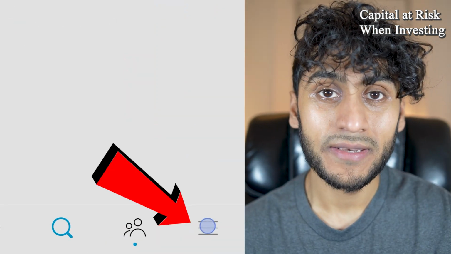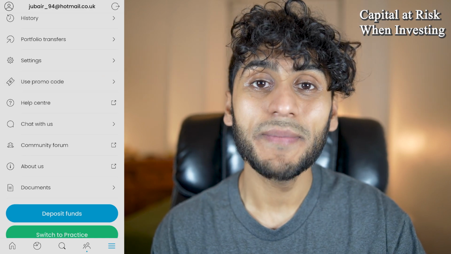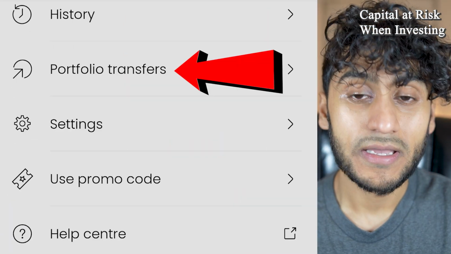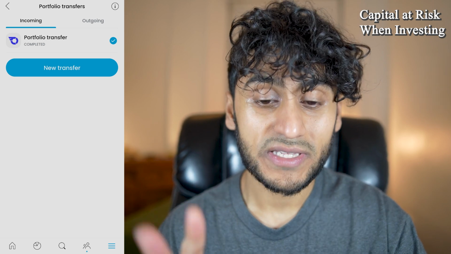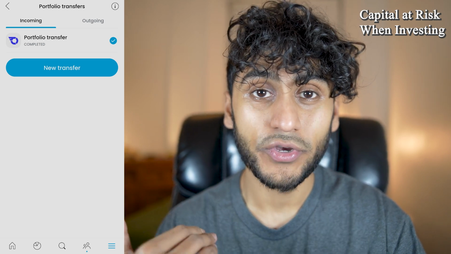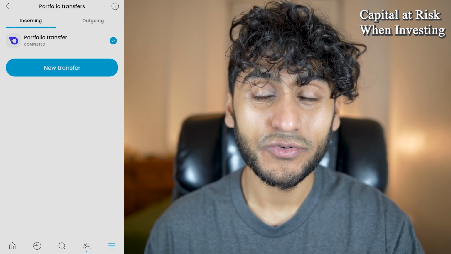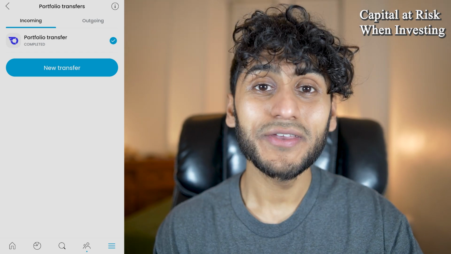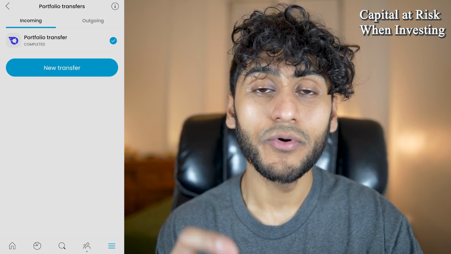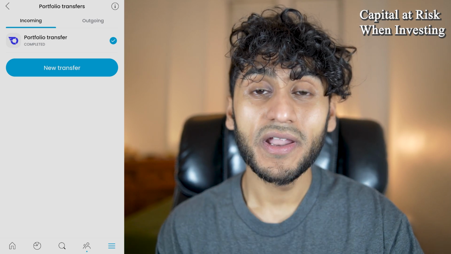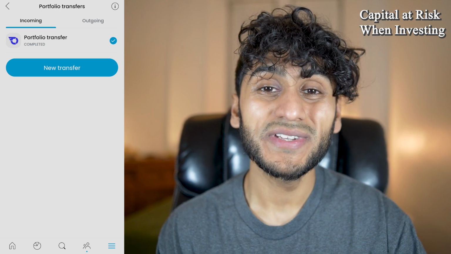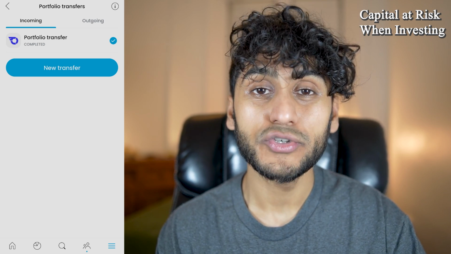Now what you would want to do to start the process of transferring is of course get your details ready from Vanguard, because you're going to need that, and then click the three horizontal line menu over here again. Scroll all the way down again until you see the menu that says portfolio transfers. Click on it. Now as you can see, there are two types of transfers: incoming, which means incoming into Trading 212, and the other is if you want to leave Trading 212, which of course we don't want to do in this video. Now you can also see here that I've already had a portfolio transfer, my stocks and shares ISA, from another provider into Trading 212, and it was pretty effortless, didn't take longer than about 2 weeks. But anyway, you would want to press new transfer over here.